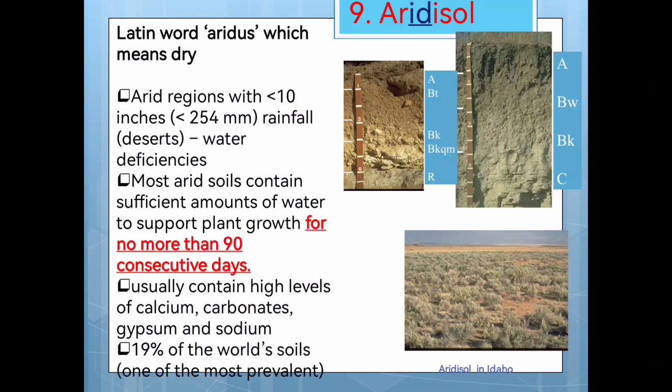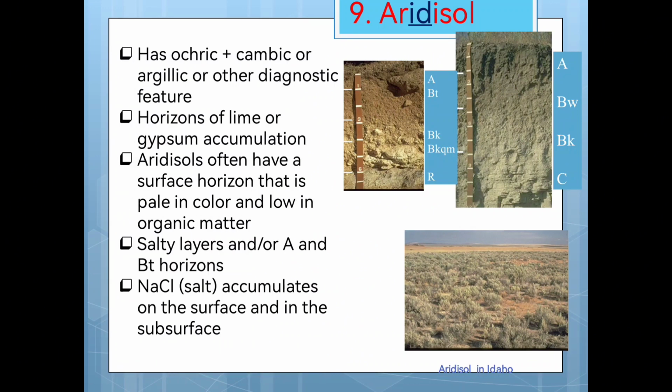And this is 19% of the world's soils, one of the most prevalent in the whole world. We have ochric and cambic or argillic or other diagnostic features. They have horizons of lime or gypsum accumulation, and they often have a surface horizon that is pale in color and low in organic matter. So maputi siya, guys, or lighter yung kanyang color, at saka mababa din ang kanyang organic matter content.